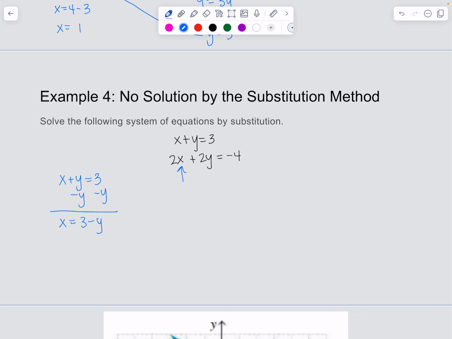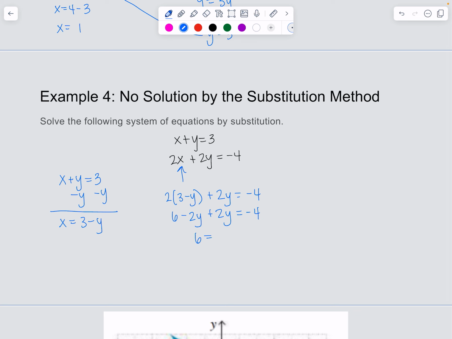Okay, we have x. We can plug it in. 2 times x is 3 minus y. Write the rest. Nothing else changed. Distribute. 6 minus 2y plus 2y equals -4. Combine like terms. 2y minus 2y, 0.